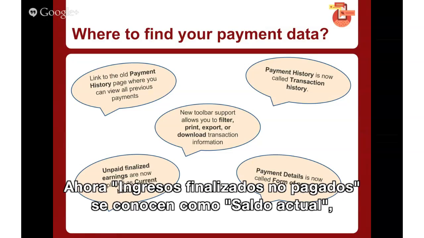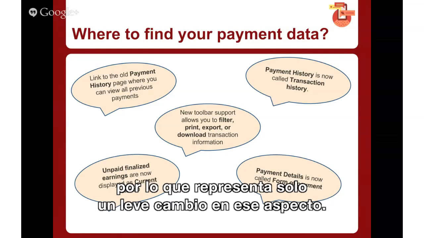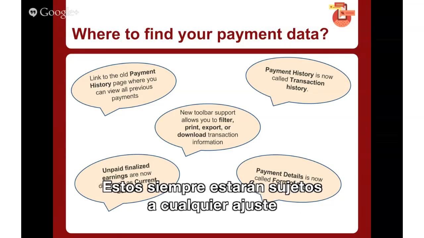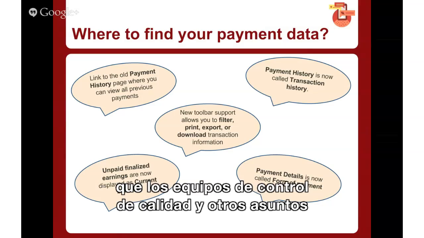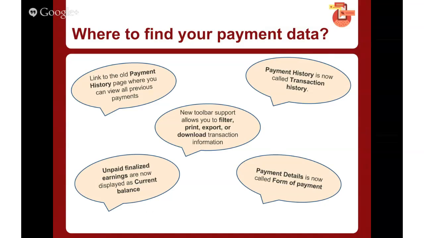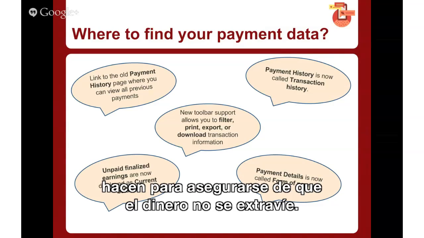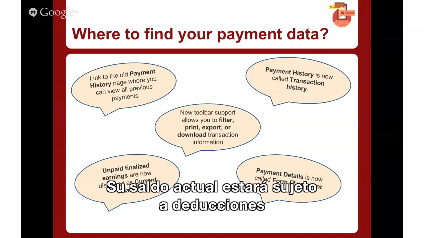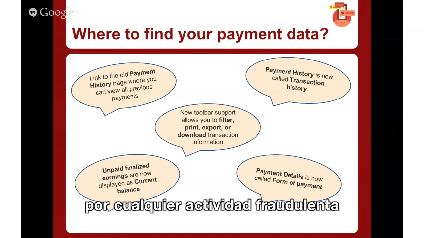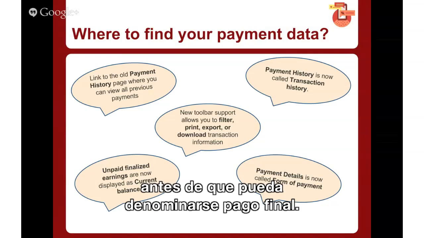And unpaid finalized earnings are now known as current balance. So this is just a little change there, and these will always be subject to any adjustments that the teams that take care of our quality and other issues make sure that no money goes where it shouldn't. So your current balance will be subject to deductions for any invalid activity prior to it being called the final payment.